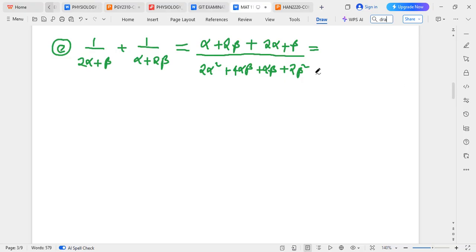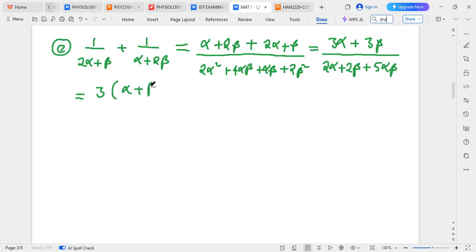So at this point, just simplify things. On top we have got alpha plus 2 alpha, that is going to be 3 alpha. 2 beta plus beta, that is going to be 3 beta. In the denominator, we have got 2 alpha plus 2 beta. I can put those together. 4 alpha beta plus alpha beta, that is going to be 5 alpha beta. And then on top, I'm going to factorize out a 3. We remain with alpha plus beta.